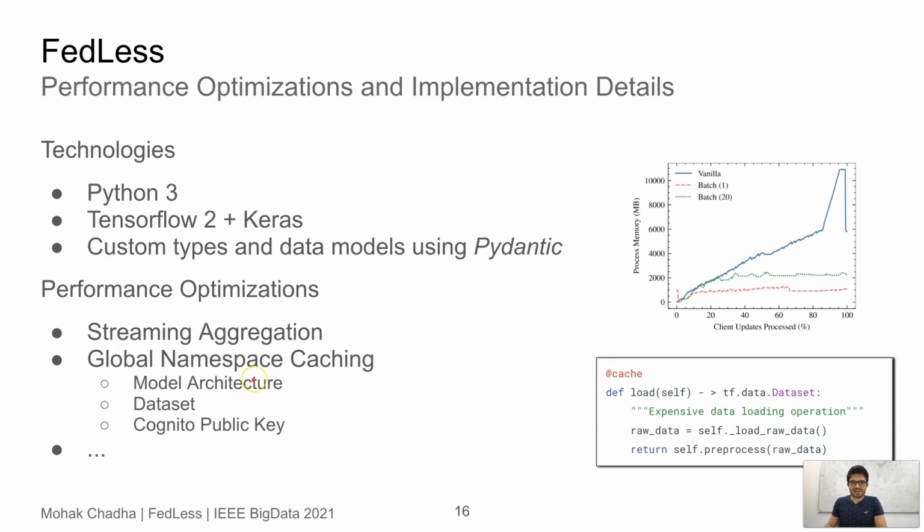So the technologies used in FedLess: it is based on Python 3 and supports TensorFlow 2 and Keras, with support for custom data types and models using the Pydantic library. The different performance optimizations that we did include a streaming aggregation. So we implemented a running average model aggregation method so that the aggregator does not have to load all the model updates in memory at a single point. We implemented an LRU cache for the global namespace due to the ephemeral, stateless nature of FaaS functions, and also implemented federated evaluation, details about which can be found in the paper.